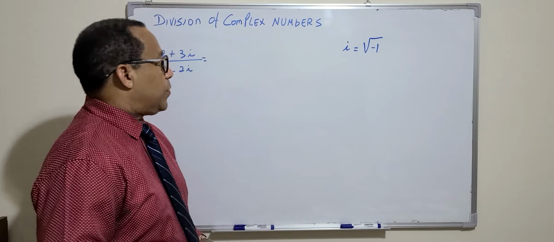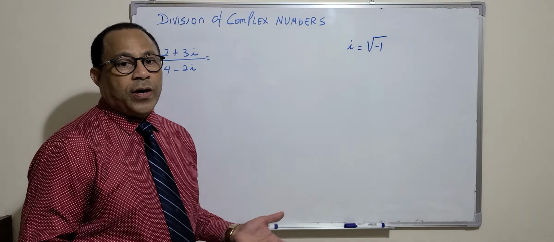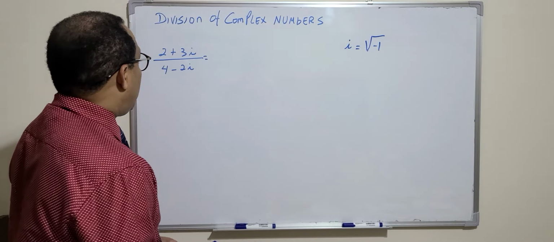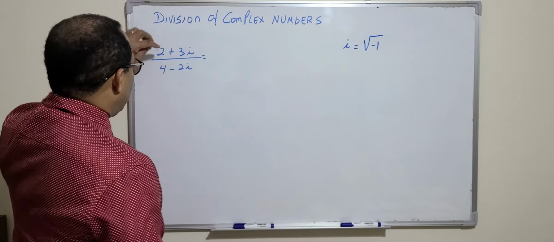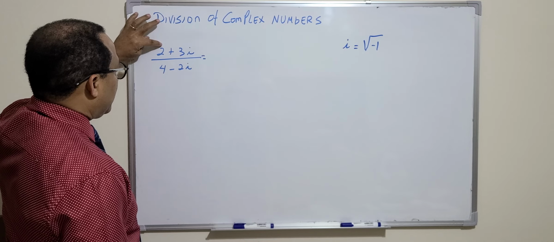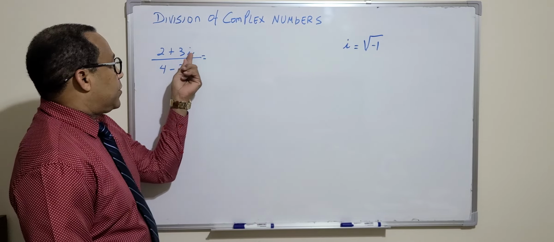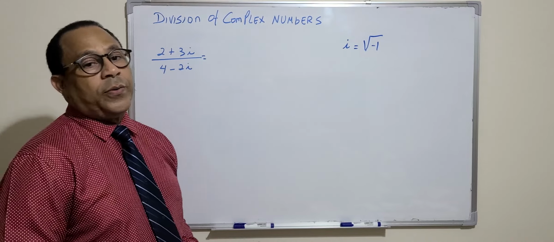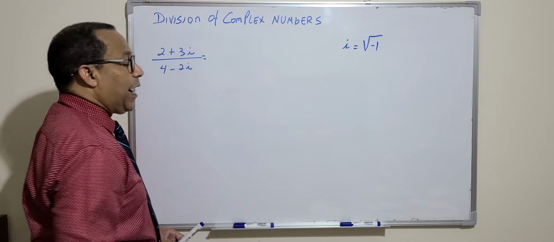Today we are going to be working with division of complex numbers. First we need to know what a complex number is. A complex number is formed by two parts: a real part, which is a number, and an imaginary part, which is this term 3i. The imaginary part will always have this variable i.